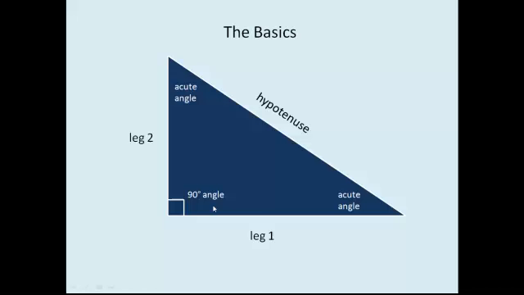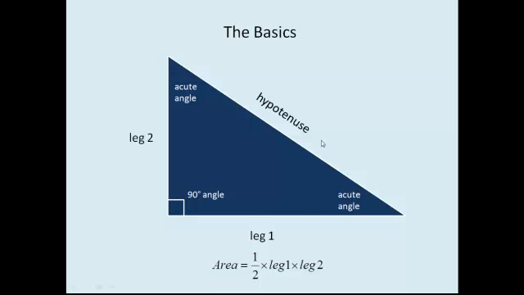First of all, they will always have exactly one 90-degree angle, and the other two angles will be acute angles. And for right triangles, instead of calling them sides, we call them legs. So the area of a right triangle is just 1/2 times one leg times the other leg.